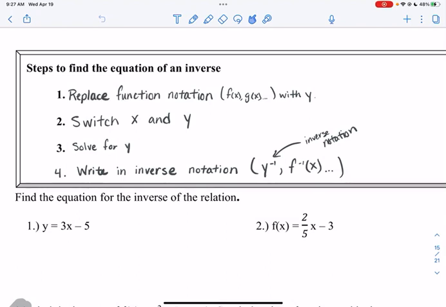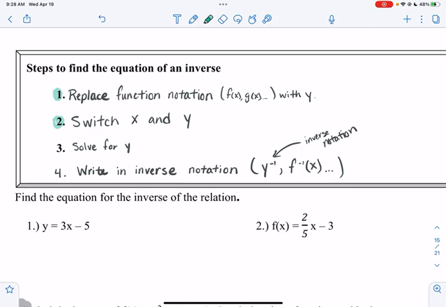So we already talked about finding an inverse equation algebraically. If it's in function notation, you want to replace that function notation, that might be f of x or g of x or whatever it might be, with y. And then after you've replaced that with y, the second step, because that's what an inverse is, is to switch the x and y within your equation.